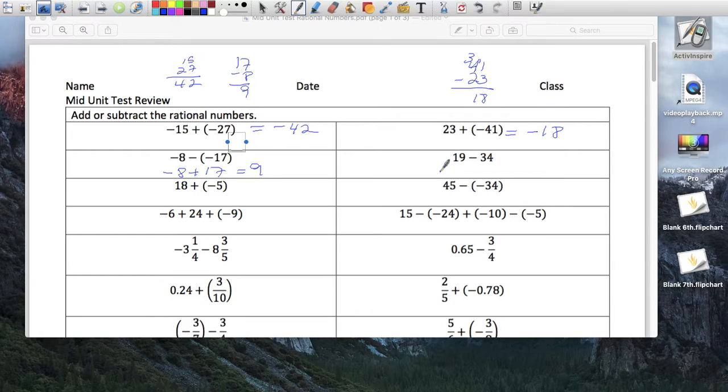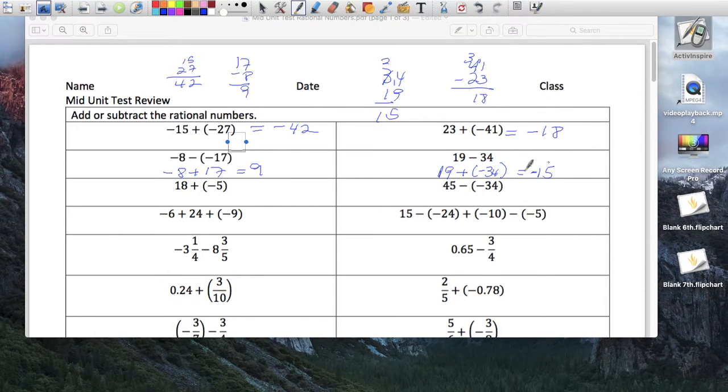19 minus 34, it's 19 plus negative 34. Negative wins, so we're going to subtract. And we get 14 minus 9 is 5. This borrowed, right? So 2 minus 1 is 1, it's 15.